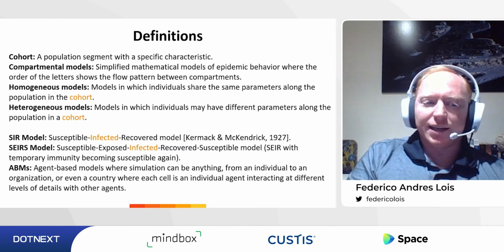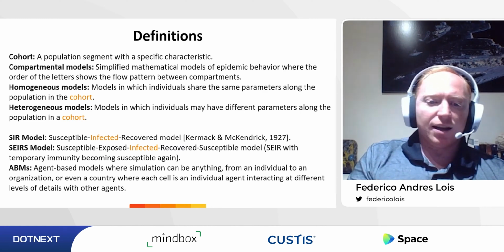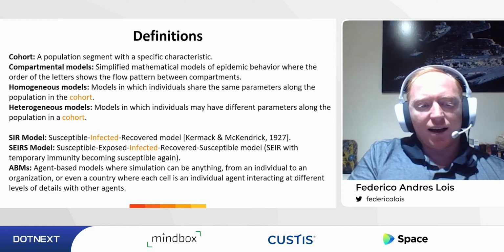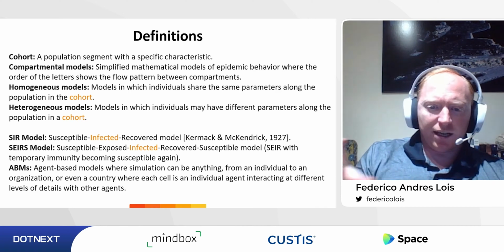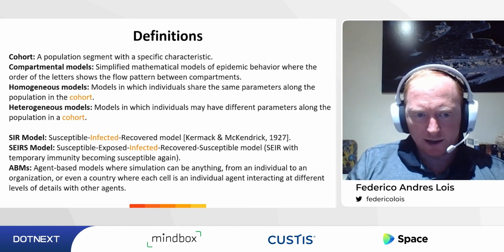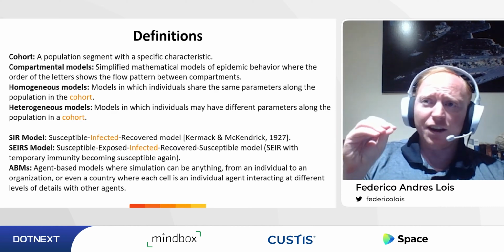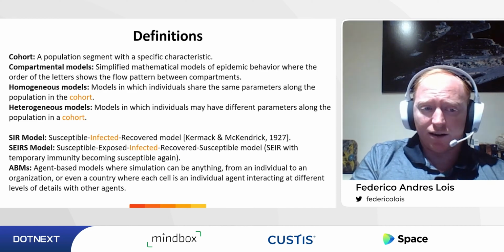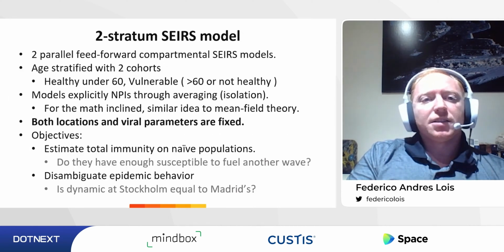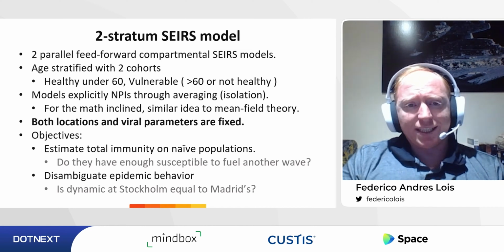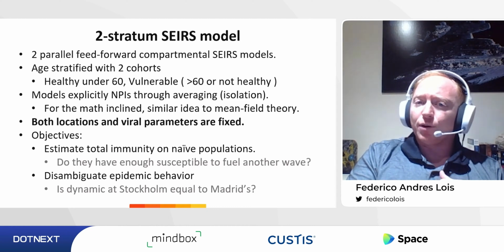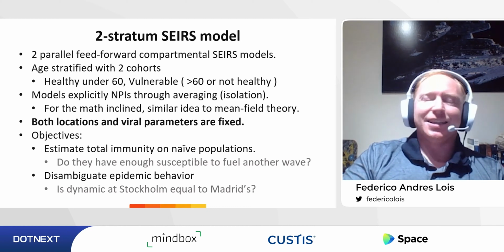Then you have SEIRS models, and ABM. We are going to be talking about SEIRS specifically, but it's interesting to know that ABMs are agent-based models, which are simulation-based. If you're interested, in Appendix 3 we have a result that is very on topic for ABMs. So the two-stratum SEIRS model, which is the kind of model we built, is a two parallel feed-forward compartmental SEIRS model. I know, it's a mouthful. Don't worry, we are going to be explaining what that means.